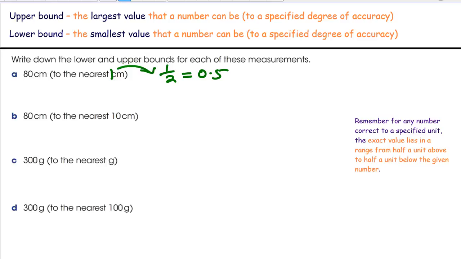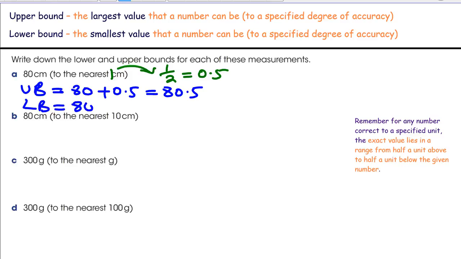So, the upper bound here, UB will be for upper bound. The upper bound will be equal to 80 plus 0.5, which is 80.5. And the lower bound will be 80 minus 0.5, which is 79.5. And you can write this as inequalities. I'm not going to do that because I've already done that in the previous page.